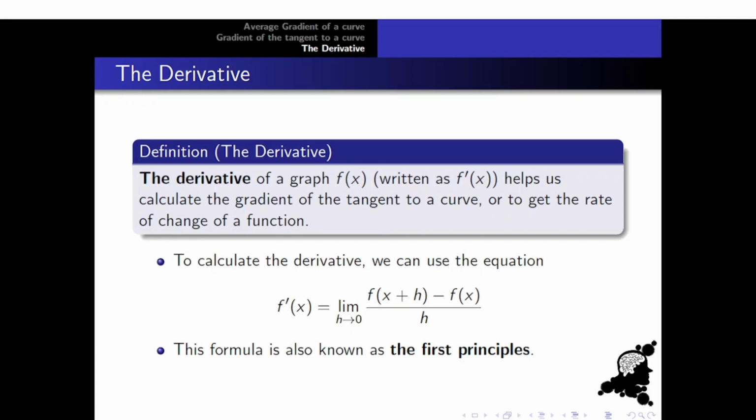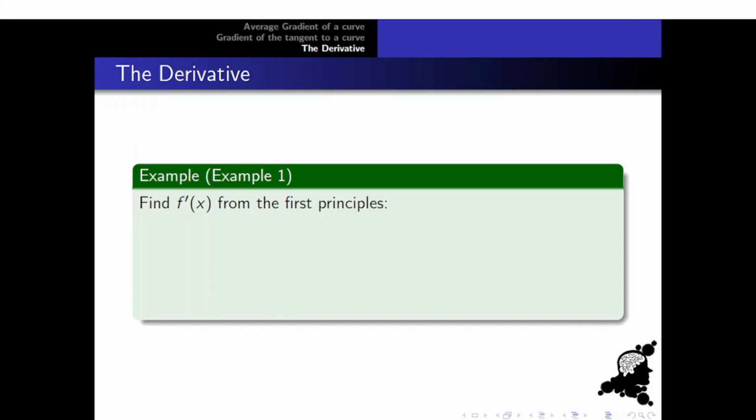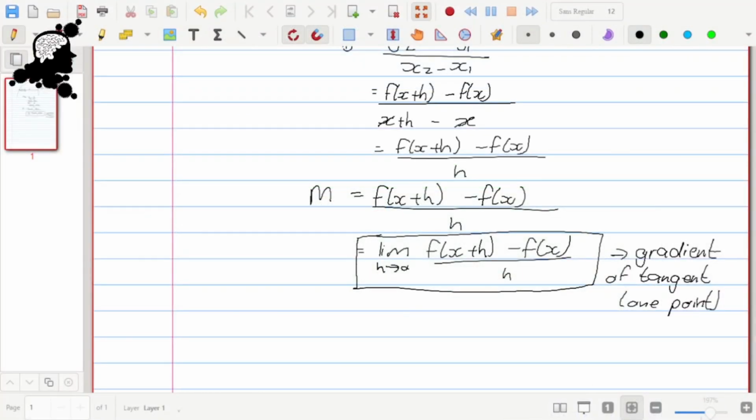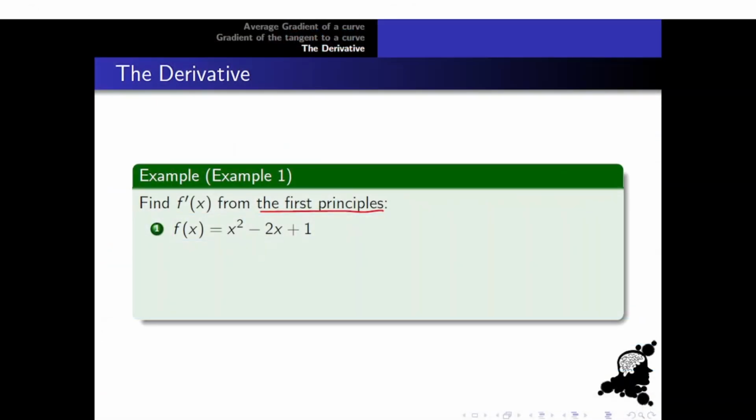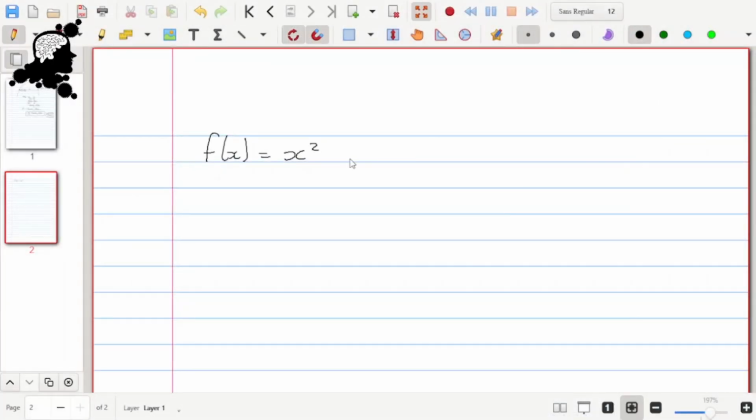Now, enough theory. Let's actually do some exercises on the concept of the derivative. So, the first question says we need to find f prime of x, the derivative from the first principles. So we're given f of x is equal to x squared minus 2x plus 1. Let's go to the writing pad and have a look at this. So, first of all, let me open a new sheet of paper. We are given that f of x is equal to x squared minus 2x plus 1.